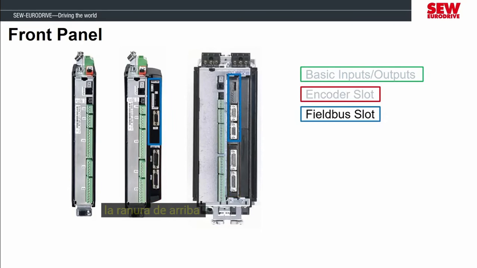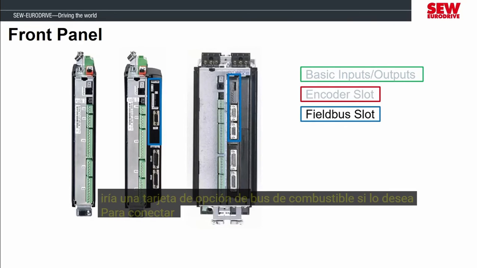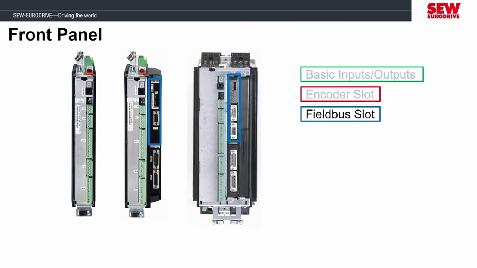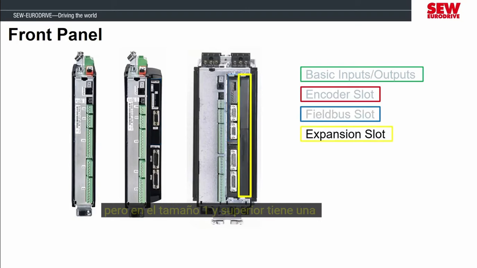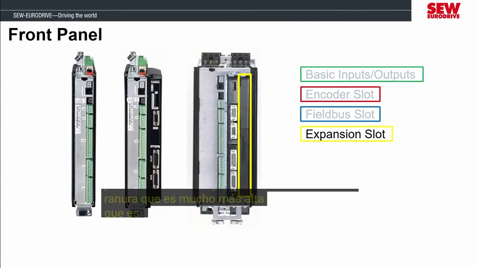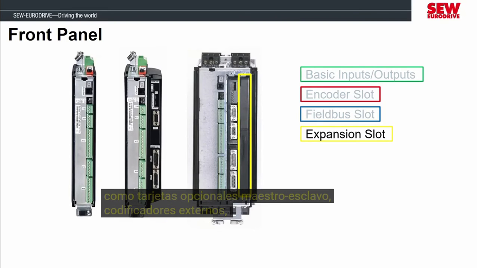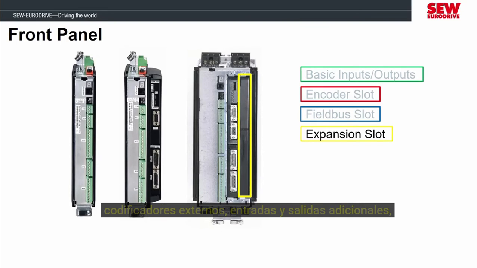The slot above it is where a field bus option card would go if you are wanting to connect the MOVIDRIVE directly to the plant network. On the size 0 MOVIDRIVE, there are only 2 expansion slots, so this is the max it can be expanded to. But on size 1 and up, you have a third slot, which is much taller, which is used for our feature expansions like master-slave option cards, external encoders, additional inputs and outputs.